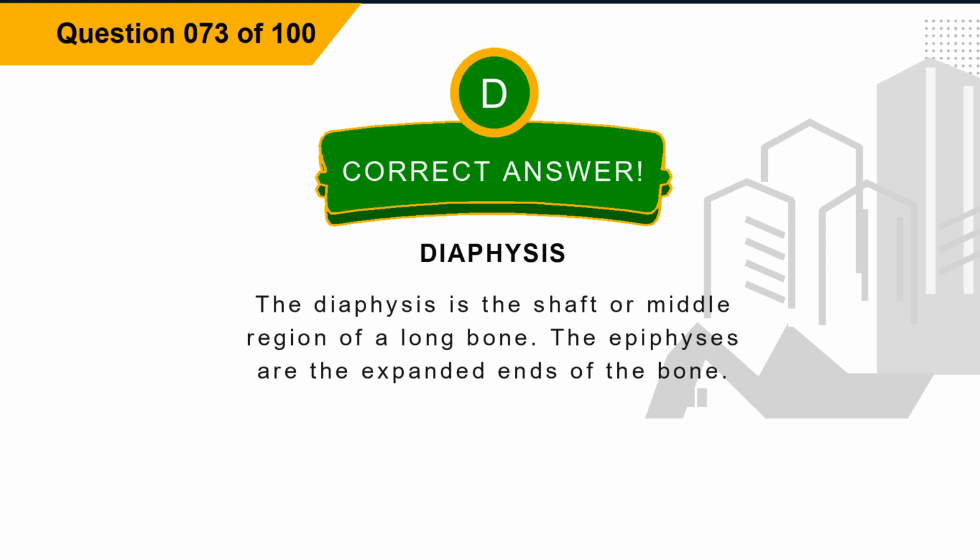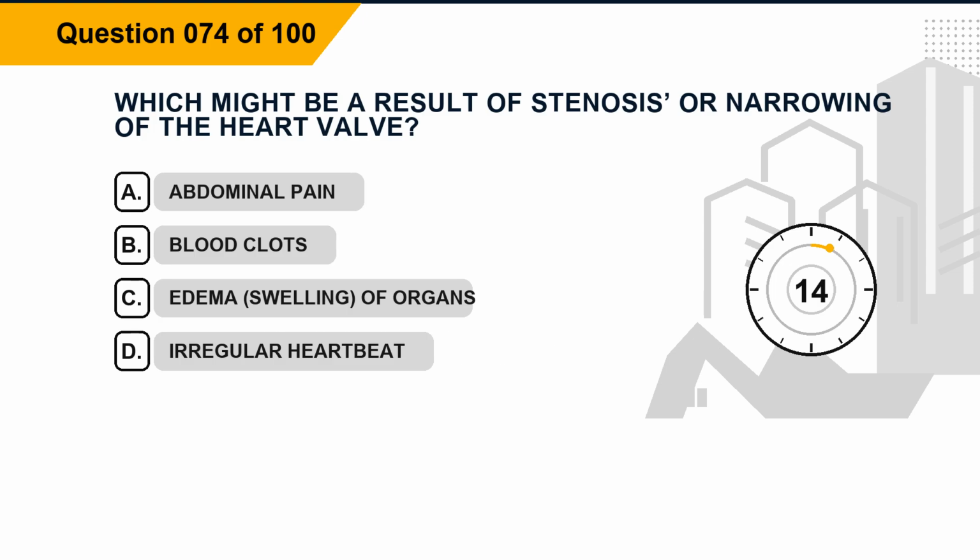Diaphysis. Explanation. The diaphysis is the shaft or middle region of a long bone. The epiphyses are the expanded ends of the bone. Question 74. Which might be a result of stenosis, or narrowing of the heart valve?